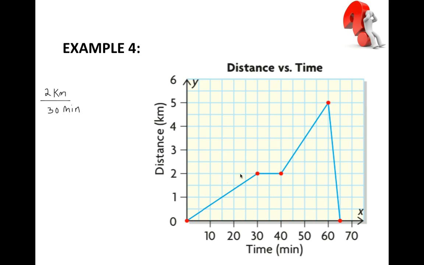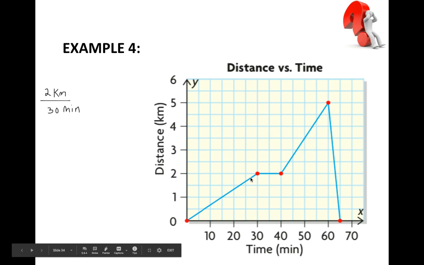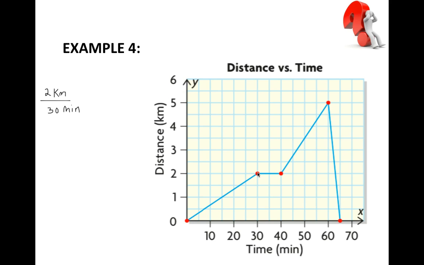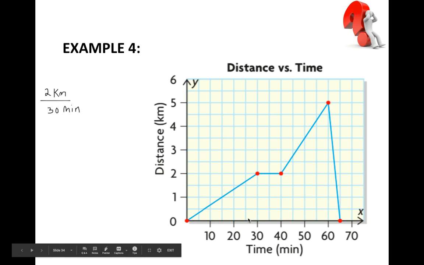So look at the first section, and remember, slope is calculated by finding out how much the y values change, or the rise, divided by how much the x values change, or the run, rise over run. So what we can see, if we go from this dot to this dot, is that the y values change from a 2 to a 0. So it's a change of 2, whereas in the x values, it's a change of 30, and it's minutes.